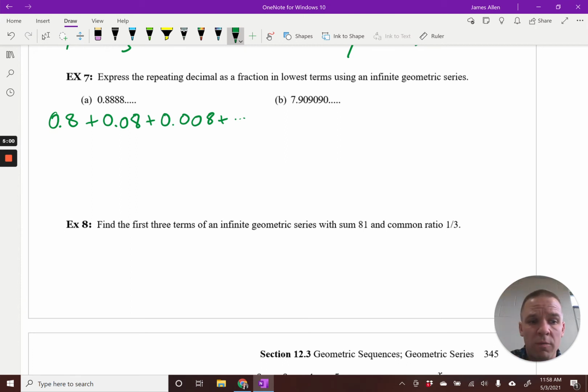Well, what's happening from one term to the next? My common ratio here is that I'm multiplying by 0.1, right? I'm dividing by 10, so 1/10.